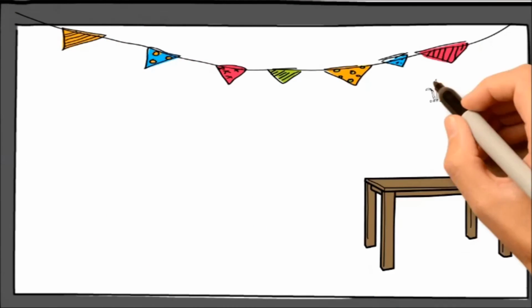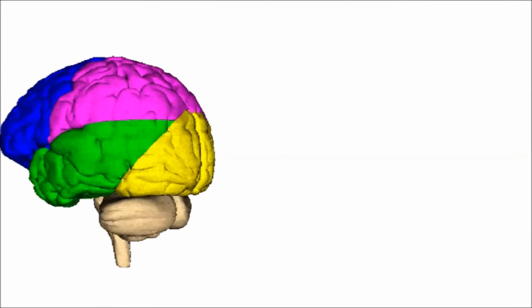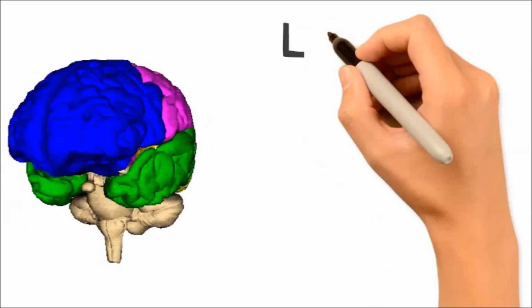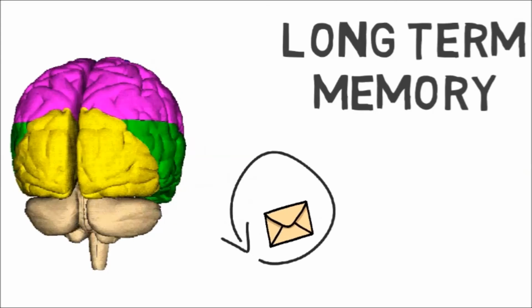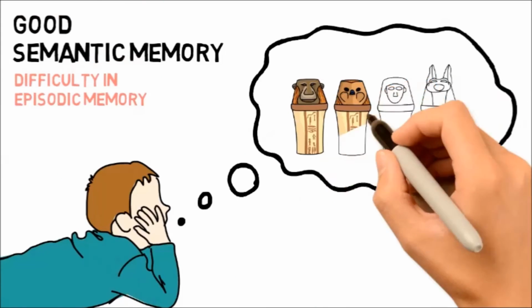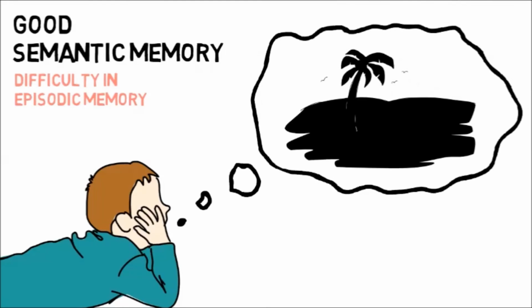Memory is the process in which information is encoded, stored, and retrieved. We learned that memories happen in different parts of the brain and that to be able to store information in our long-term memory, it needs rehearsal. We also learned children with autism will have good semantic memory but difficulty with episodic memory.